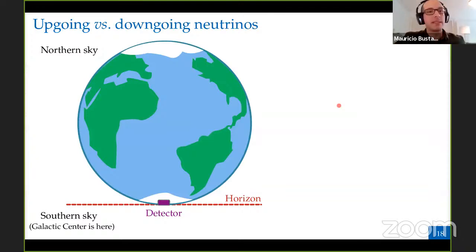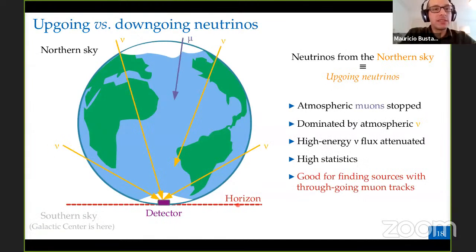Okay, not only that, but it's important where you place your detector in the world, and it's for the following reason. Let's imagine that we place our detector at the South Pole. The dashed line you see here is the horizon, where the neutrino comes horizontally into your detector. Let's think about neutrinos coming from the northern sky. Those are the ones that have traversed the Earth before reaching your detector at the South Pole.